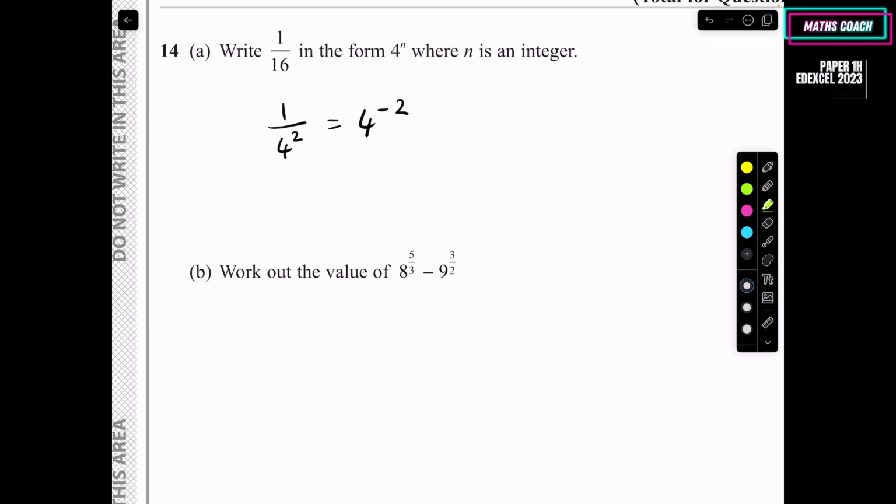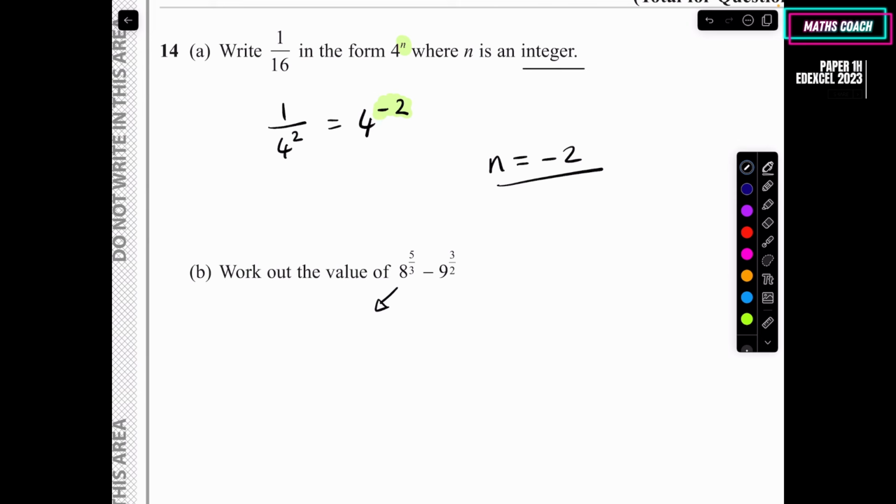Now can you see n is in the position of -2, so therefore n is -2, which is an integer. It's just a negative integer, but an integer nonetheless. So part B of this question, work out the value of 8 to the power of 5 over 3 minus 9 to the power of 3 over 2. How do we deal with this?